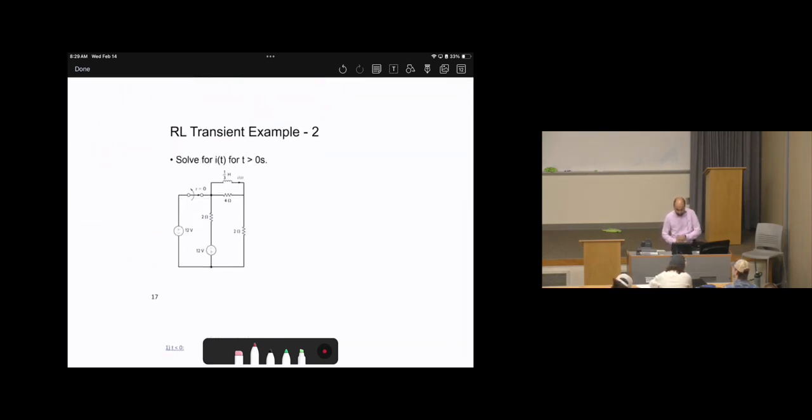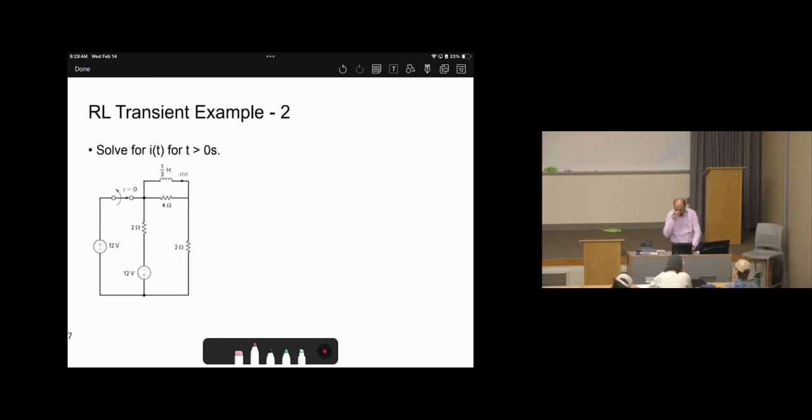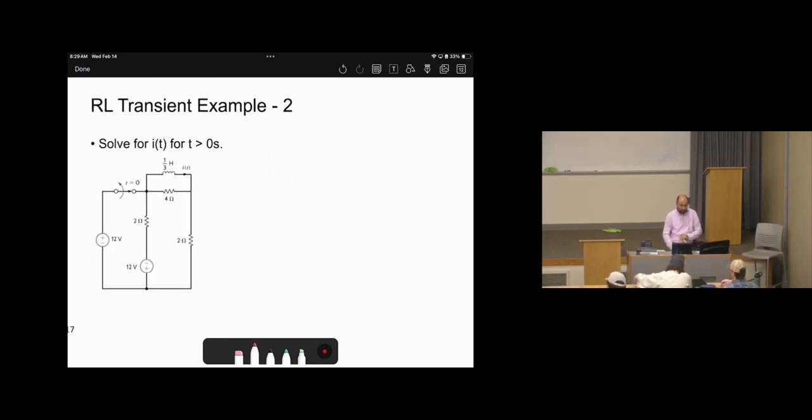Let's go to the next example. Solve for I of t when t larger than 0. Okay, when t larger than 0, there is an inductor here. There is an inductor, there is a switch, so it's an RL circuit. Then the initial switch status is closed, then it will be open. So let's start step by step.